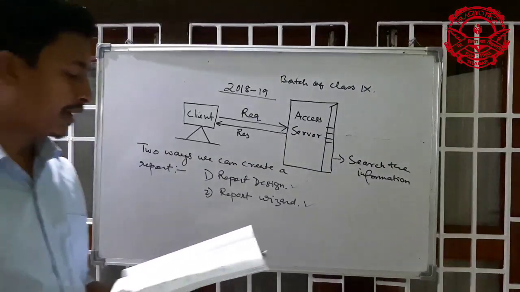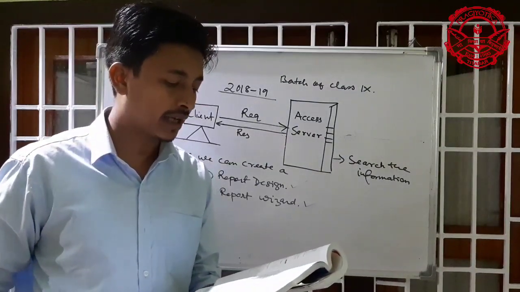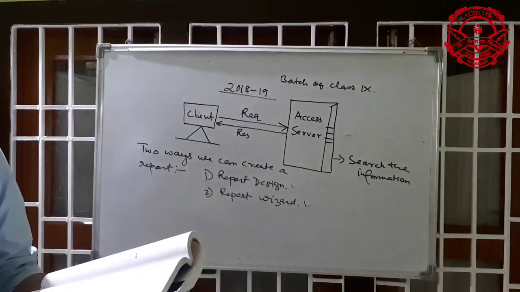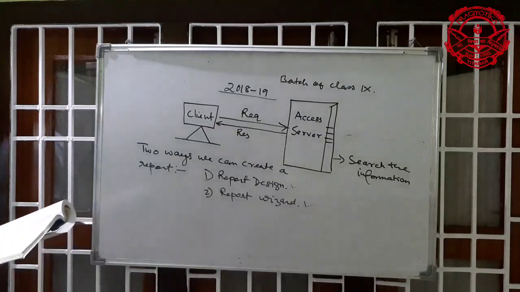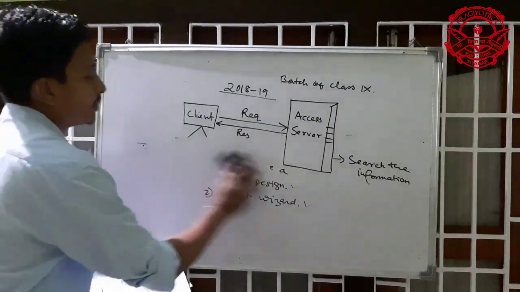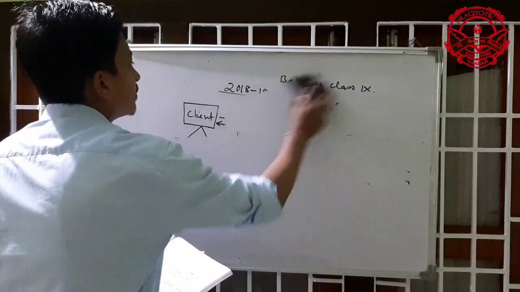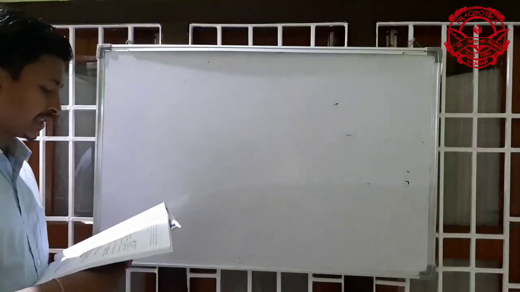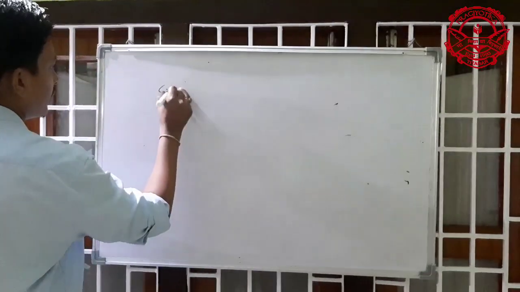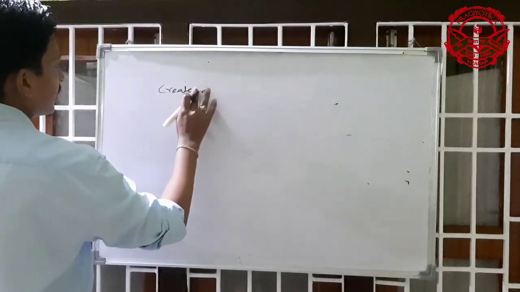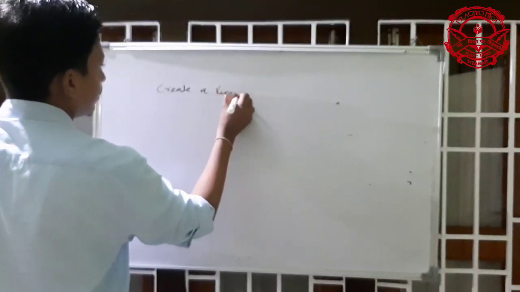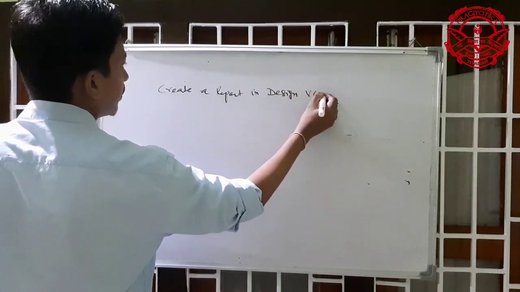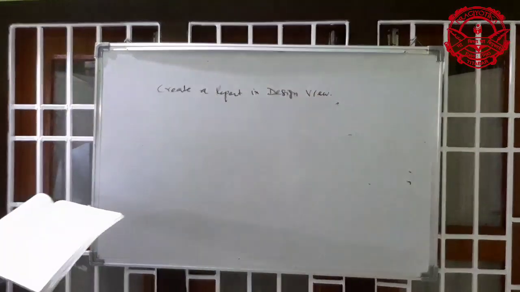Now see, the first steps are creating a report in design view. Okay, these are the first steps. Now let's see how to create a report in design view. Okay. Now you can see the first steps.